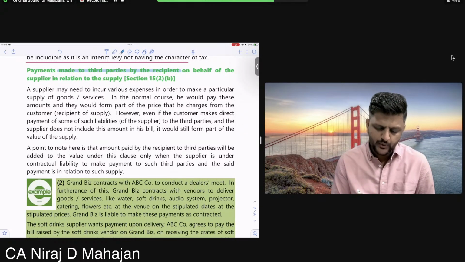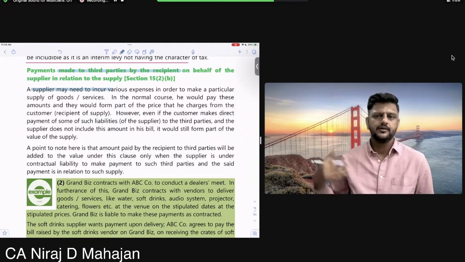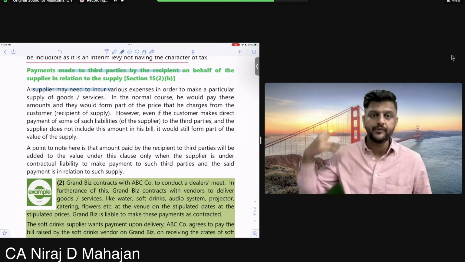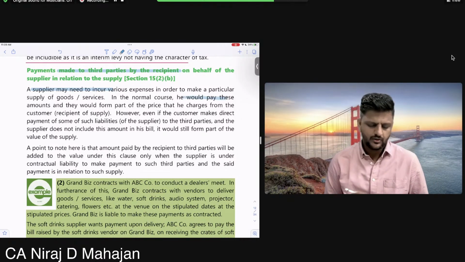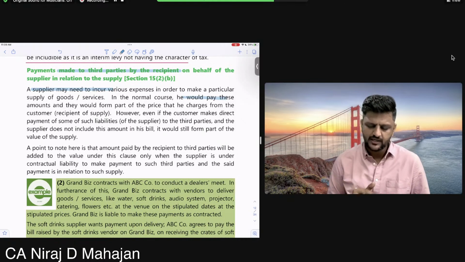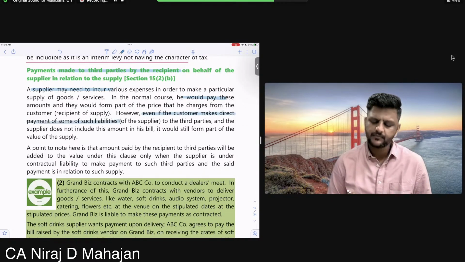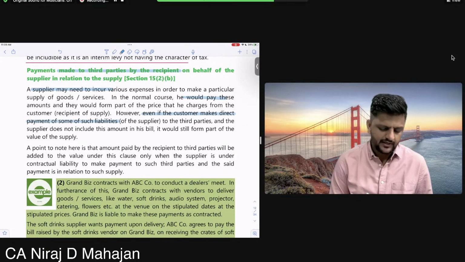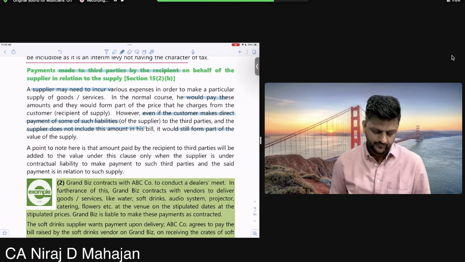A supplier may need to incur various expenses in order to make the supply. Supplier may also be purchasing something to make the further supply. In normal course, he would pay these and they would form part of the price that he charges from the customer. However, even if the customer makes direct payment to some of such liabilities to third parties and the supplier does not include this amount in his bill, it will still form part of value of supply.